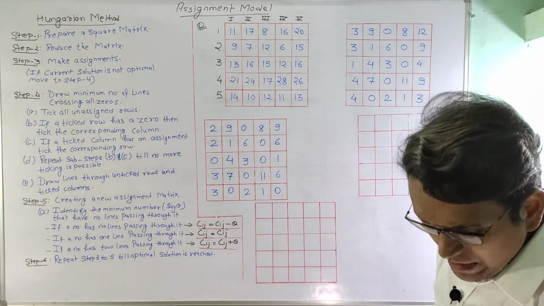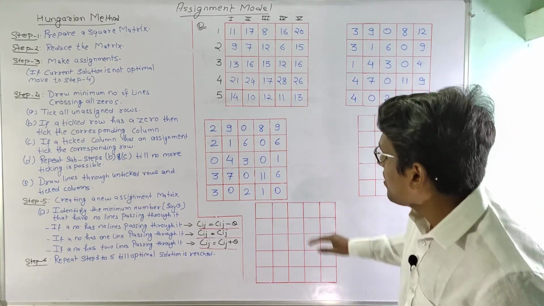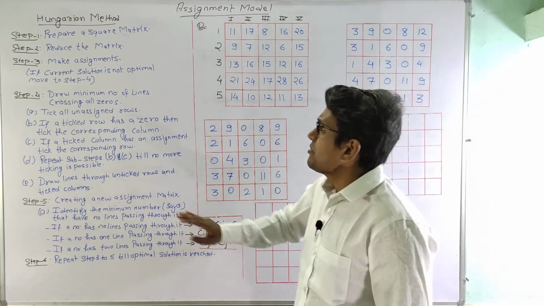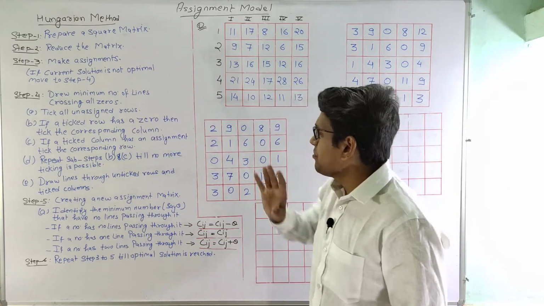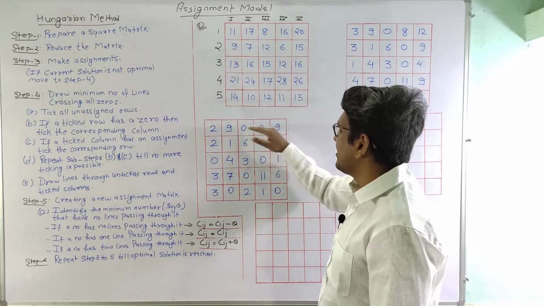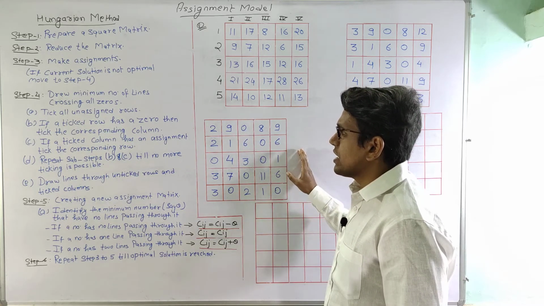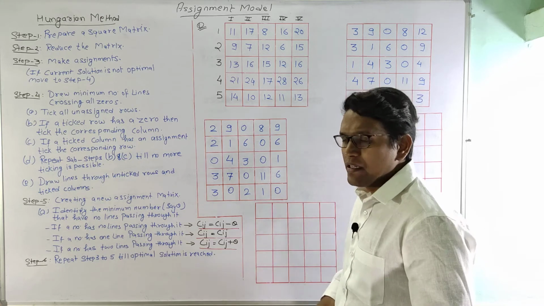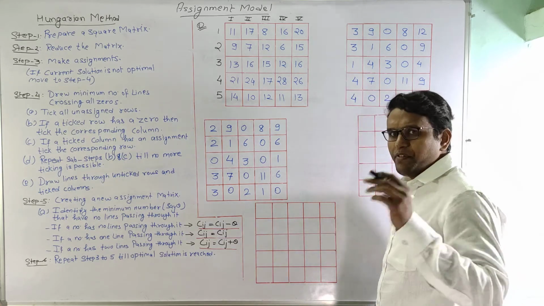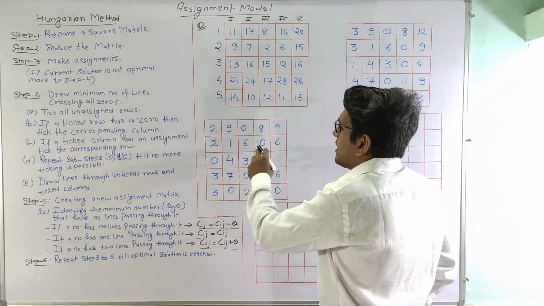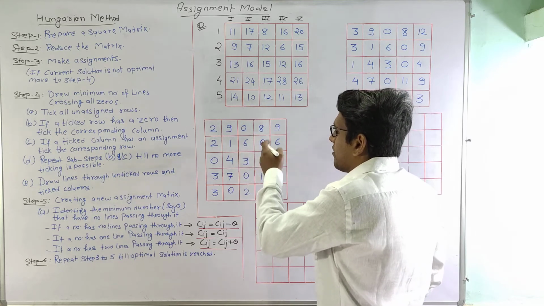Now we have zeros in each row and in each column, so we have completed step 2 to reduce the matrix, where we have zeros in each column and in each row. Okay, now the next step is to make assignment. For assignment, first we will assign row wise, then we will assign column wise.